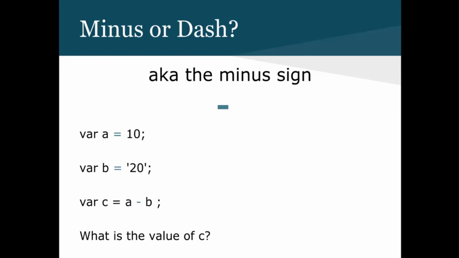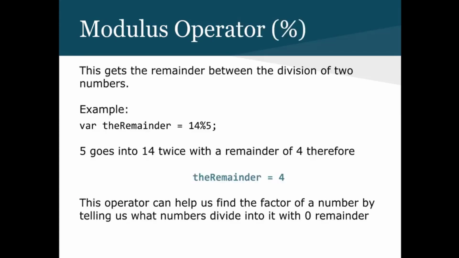JavaScript does not recognize the minus sign as anything but a minus. And this is why background dash color has to be stated as background capital C color in pure JavaScript, or encased in a string such as background dash color when we start using jQuery, or as we saw in the case of CSS text. So the modulus operator I actually previewed for you guys on day 1.